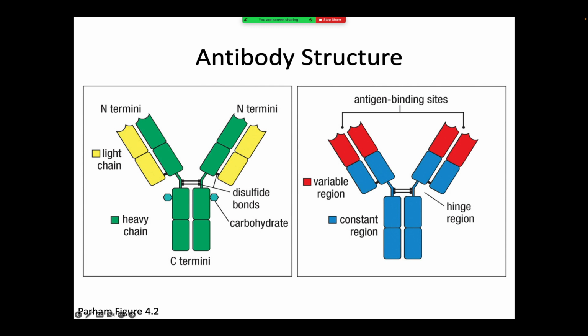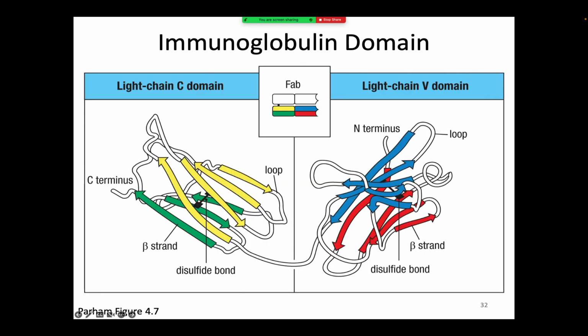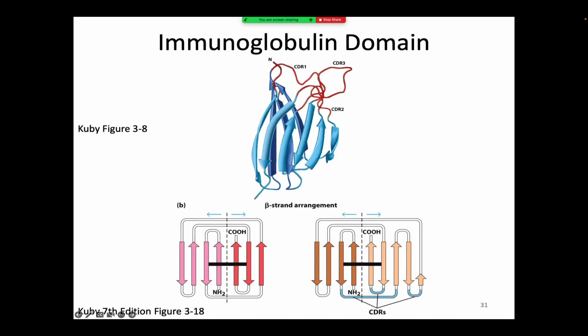This protein fold was first discovered in antibody proteins, and it is called the immunoglobulin fold, or an immunoglobulin domain. Remember how I told you we sometimes call antibodies immune globulins or immunoglobulins? Yeah, so we named this fold after them because they were where it was discovered. And this is an example of an immunoglobulin fold here. You can also see an example of an immunoglobulin fold in this image from your textbook.